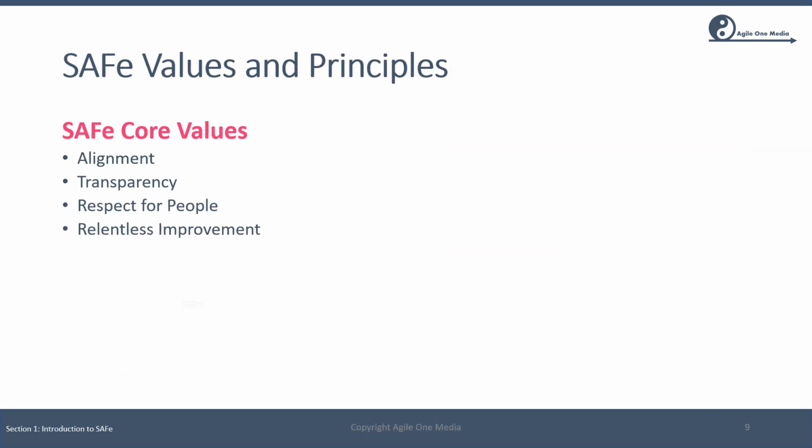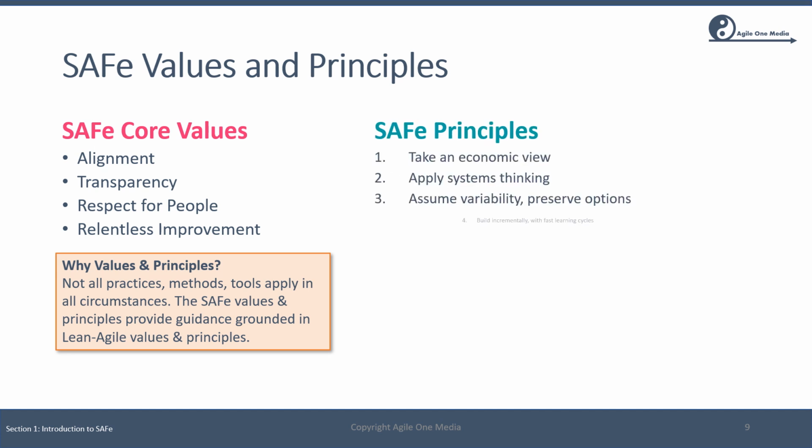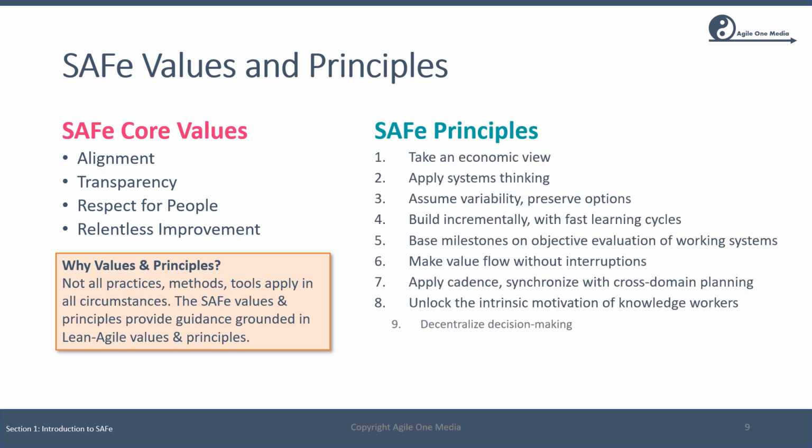In addition to the Lean Agile principles, SAFe introduces a set of values and principles of its own. SAFe has 4 core values: alignment, transparency, respect for people, and relentless improvement. There is, of course, some overlap between these and the Lean Agile principles, but some stand out as unique in their own right. For example, decision making based on economics and the application of cadence and synchronization as a way to create predictability and enhance organizational agility.